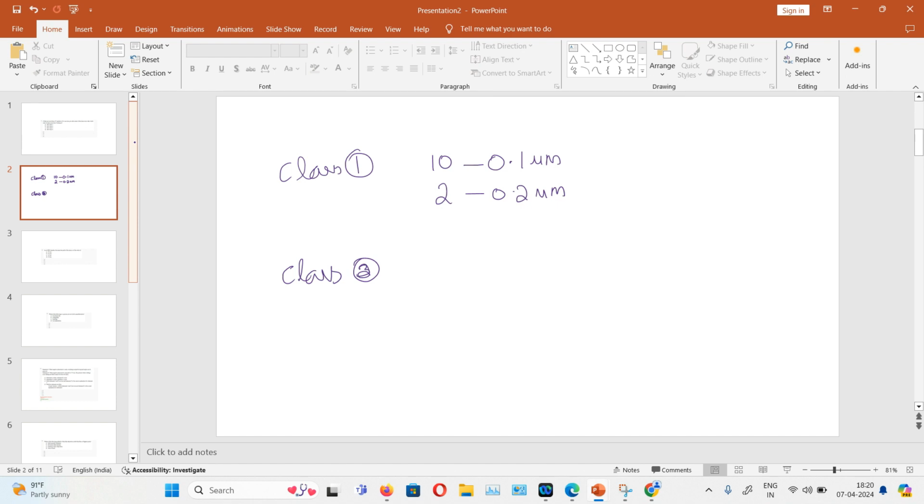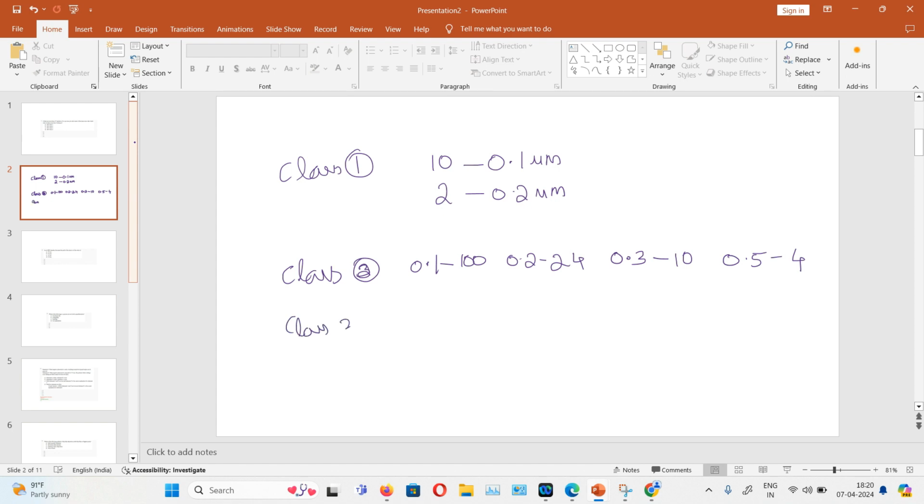In a class 2 clean room, we can have 0.1 micrometer: 100, 0.2 micrometer: 24, 0.3 micrometer: 10, 0.5 micrometer: 4. So this is also not the one.